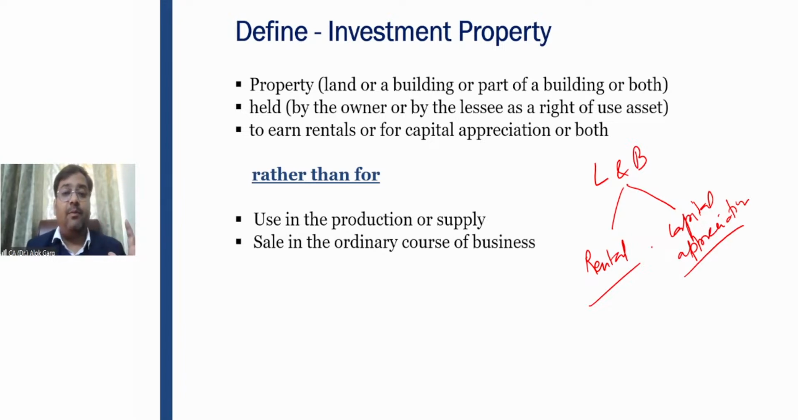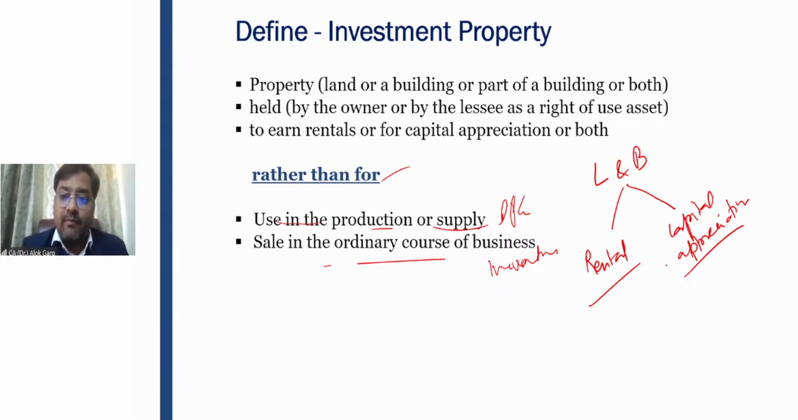So what is the definition of investment property? Land and building which is held for rental purposes or held for capital appreciation purposes, or both purposes, that will be covered under investment property. Is it clear? Rather than for use in the production or supply, meaning PP, or sale in the ordinary course of business, meaning inventory, right? Okay. So the company has not purchased land or building for business purposes or for sale in the ordinary course of business, right? If these two objectives are not there, and what are the two objectives? The two objectives are earning rental or earning capital appreciation. Then these two assets will be covered as an investment property.